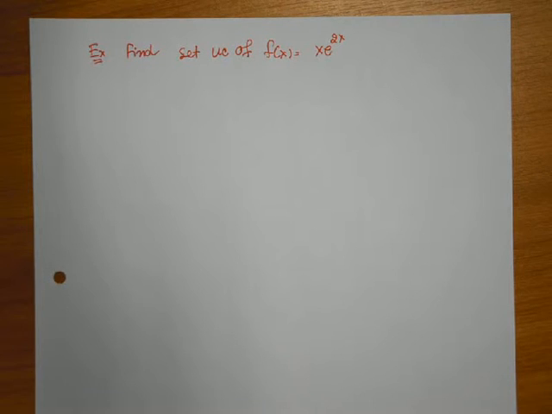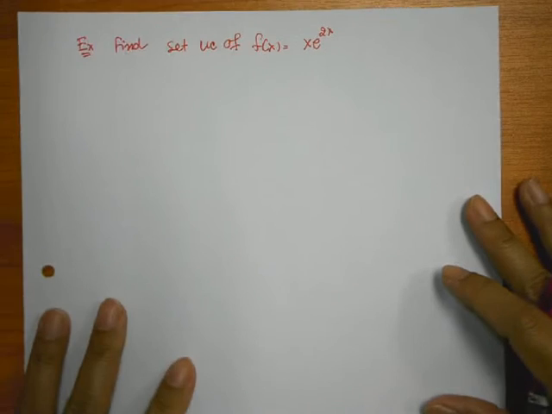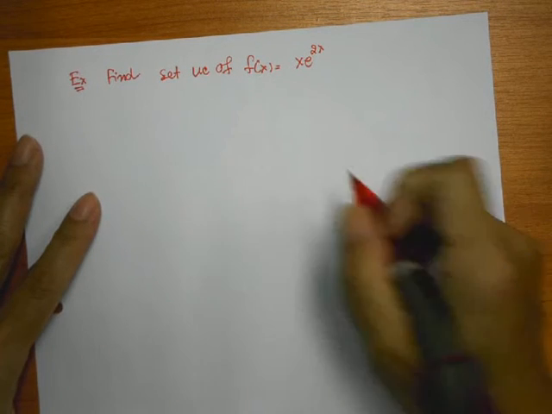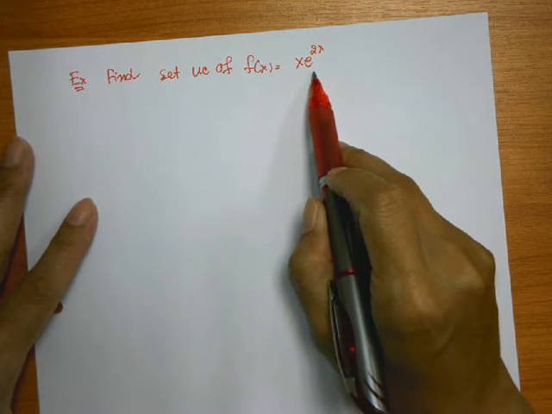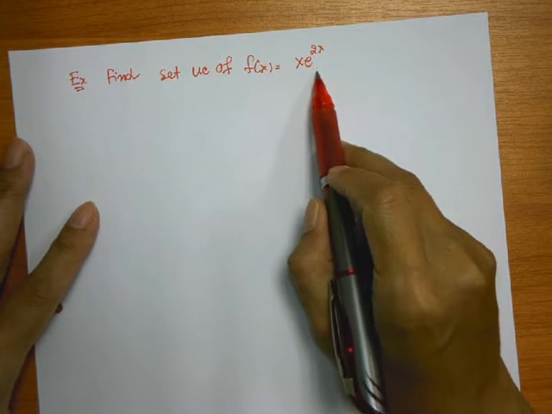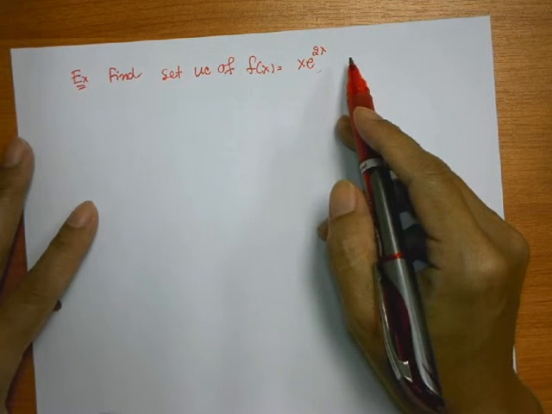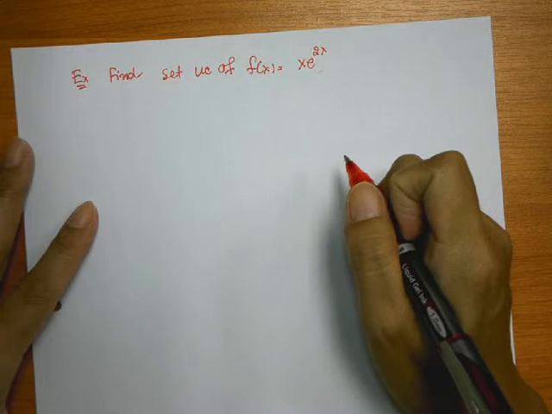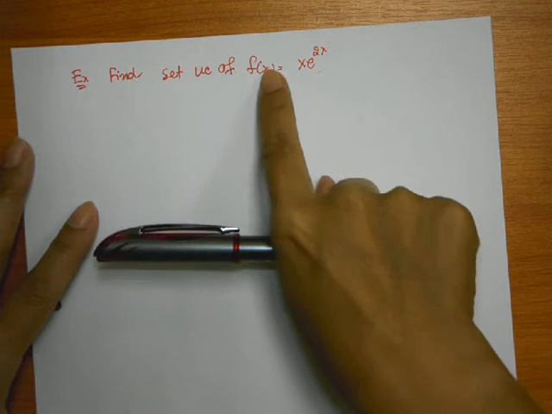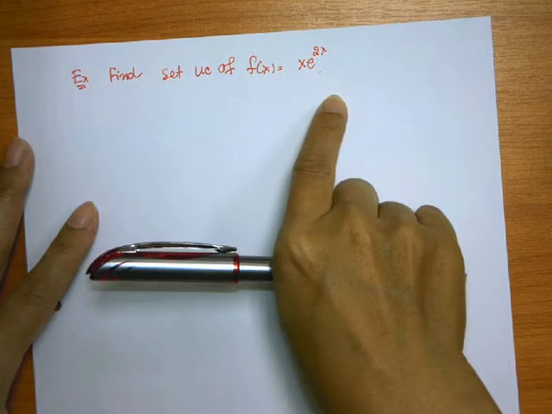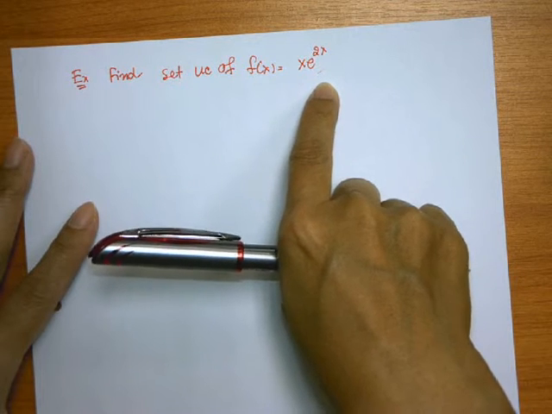Take a look at the next example. We have the function f(x) = x times exponential of 2x. This is in case 4, right? Case 4 is the product of functions from case 1 to case 3, right? Which is the product of case 1 times case 2, right?